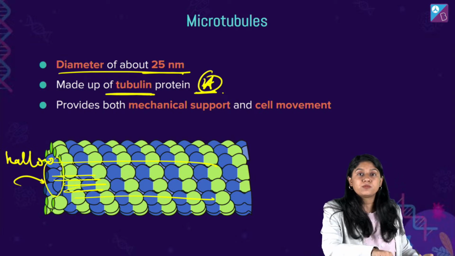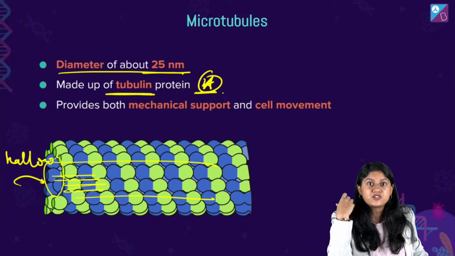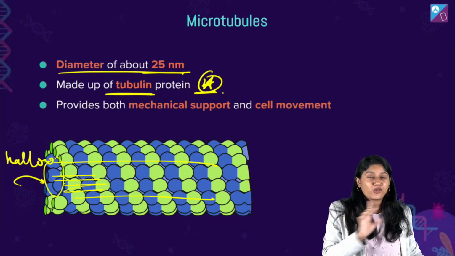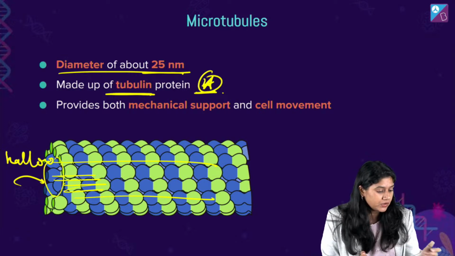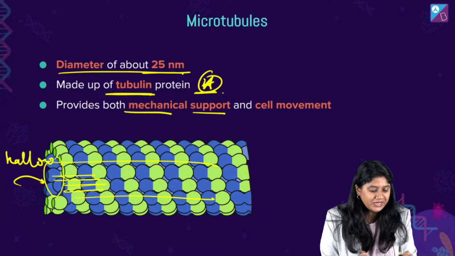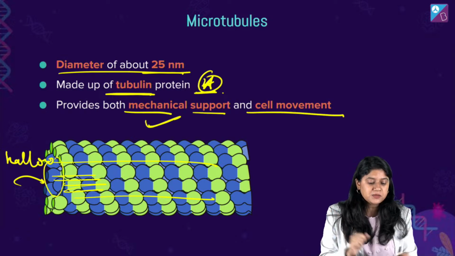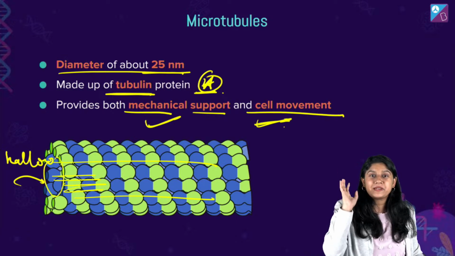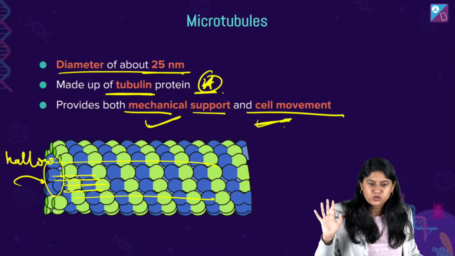These microtubules we will be studying in the upcoming topic, centriole. We will study everything about the structure of the centrosome, okay? So this is very important for all of us. Which protein do we have? We have the tubulin protein. It provides both mechanical support and cell movement. It plays a very important role in mechanical support and in cell movement, and it helps in the formation of the centrosome. We will see that ahead.